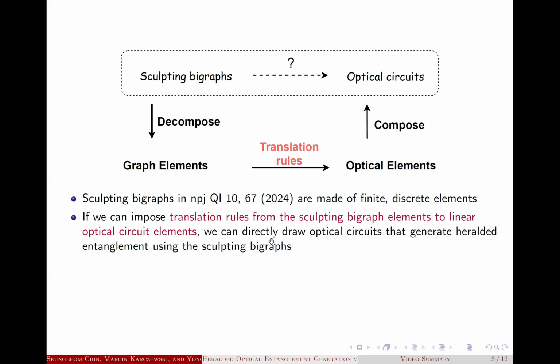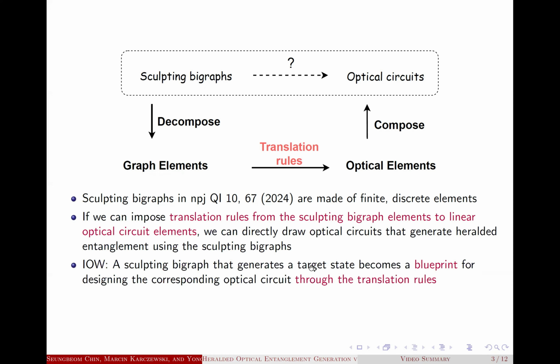So, if we can impose translation rules from the sculpting bigraph elements to linear optical circuit elements, we can directly draw optical circuits that generate heralded entanglement using the sculpting bigraphs. In other words, a sculpting bigraph that generates a target state becomes a blueprint for designing the corresponding optical circuit through the translation rules.